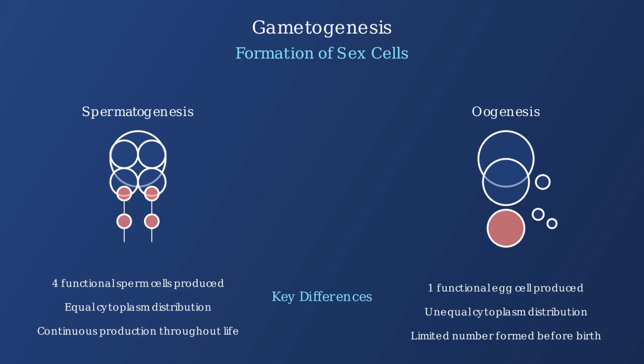Spermatogenesis produces 4 functional sperm cells with equal cytoplasm distribution and occurs continuously throughout life. Oogenesis produces just one functional egg cell with unequal cytoplasm distribution, and in humans, all potential eggs are formed before birth. Both processes are essential for sexual reproduction, each optimized for their specific roles. Sperm cells are designed for mobility, while egg cells provide nutrients for early embryonic development.